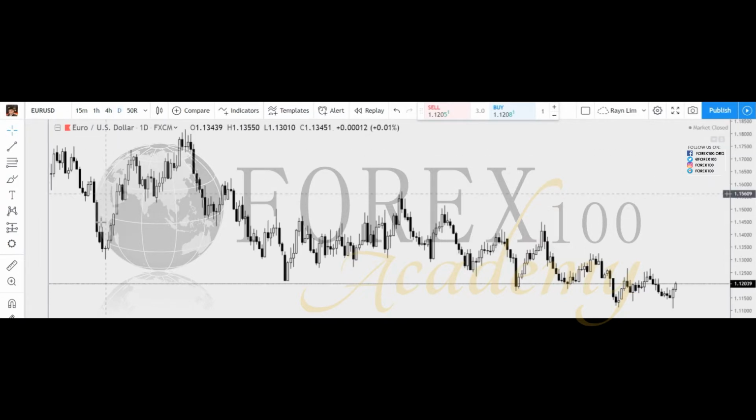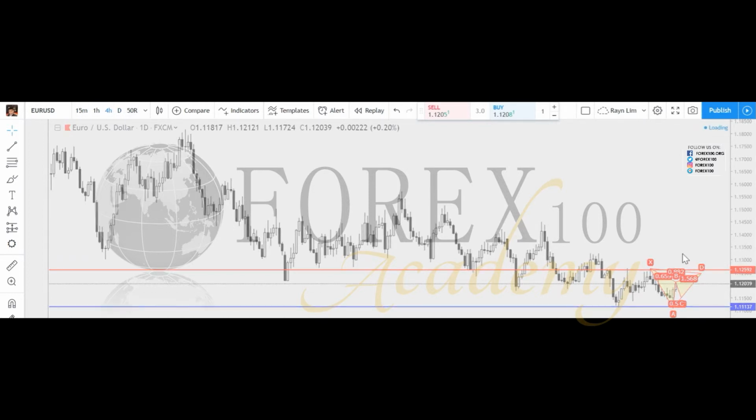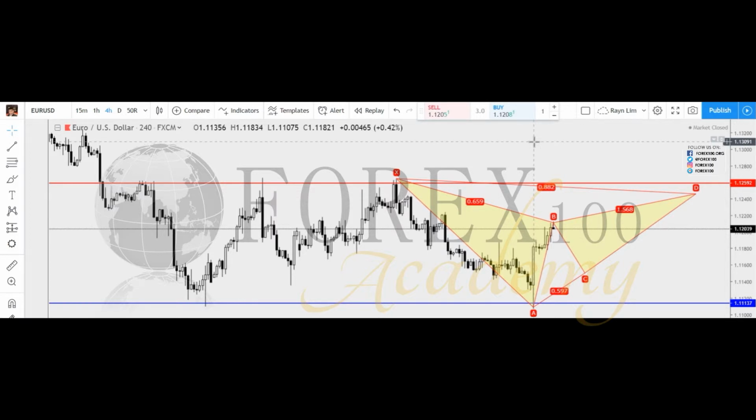Back to the daily chart, I'll share with you some of my analysis on the daily chart. Just a resistance line and a support line, red and blue. Head down to the 4-hour. This is what I do at times when I see that there's no market movement.